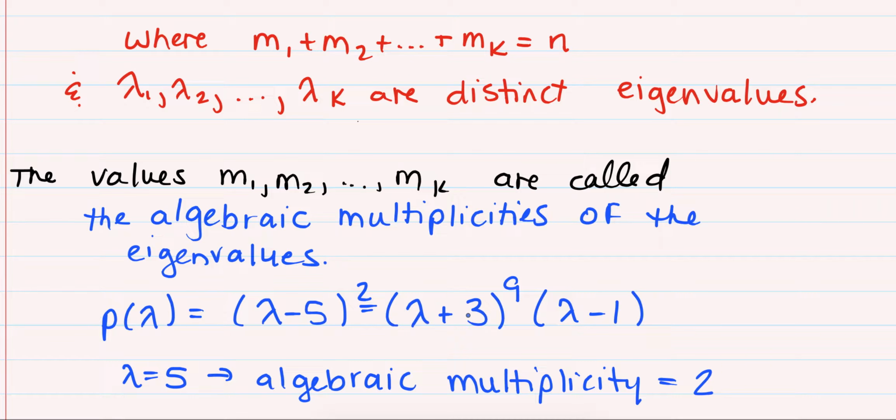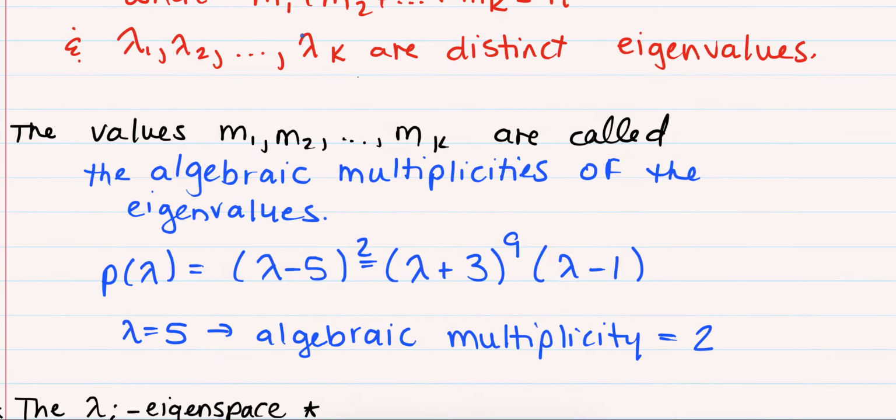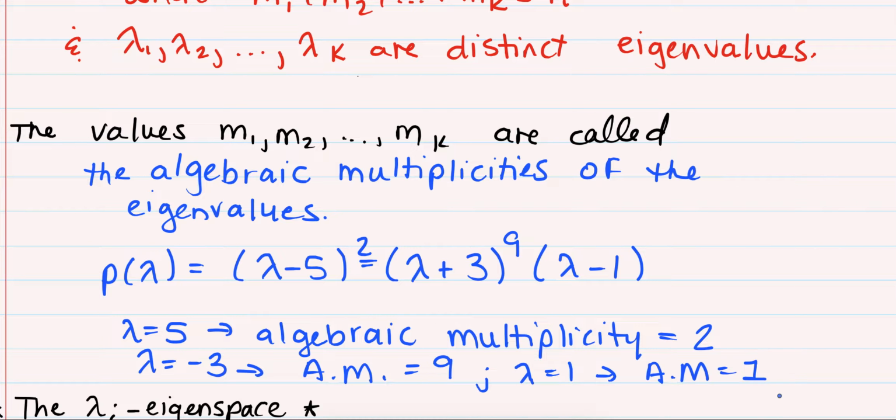And then when lambda is equal to -3, so you see how we have these minus signs here? This is going to be your eigenvalue. It has to have a minus, so this is the same thing as lambda minus a -3. So when lambda is equal to -3, that's going to be an eigenvalue, and the algebraic multiplicity is going to be 9. And when lambda is equal to 1, the algebraic multiplicity is equal to 1.